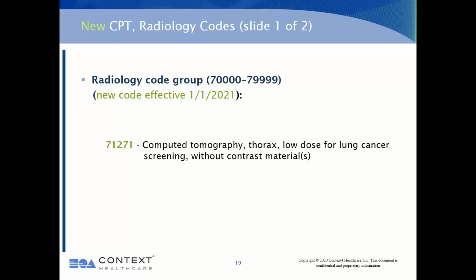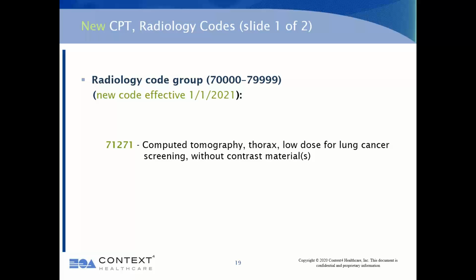Starting in January 2021, CPT adds this new code 71271 for reporting an LDCT of the chest for lung cancer screening. We expect several major commercial payers, as well as CMS, will require this CPT when reporting LDCT for lung cancer screening. CMS currently requires HCPCS Code G0297 to report this service.